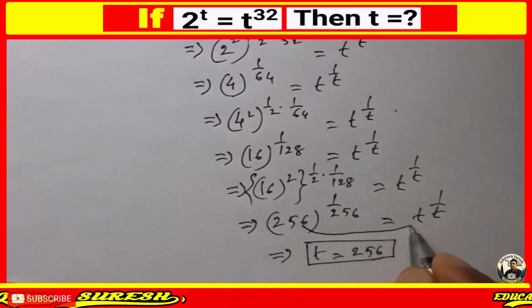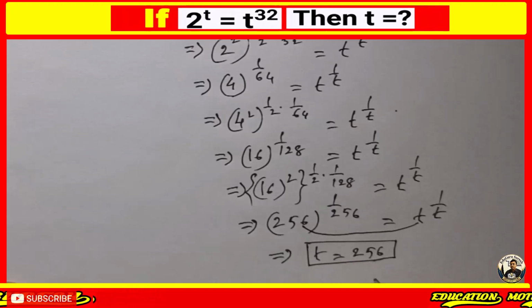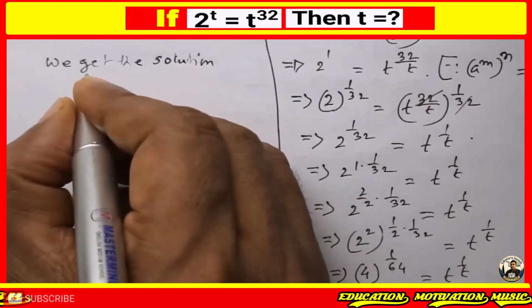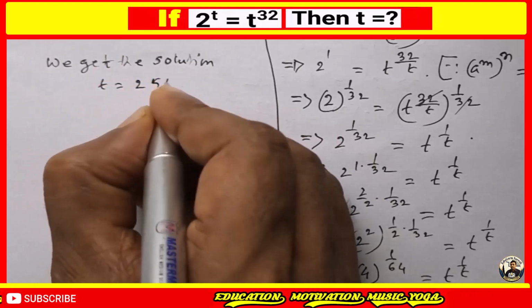If we compare like this, then t equals 256. Answer. Now verification. We get the solution t equals 256.